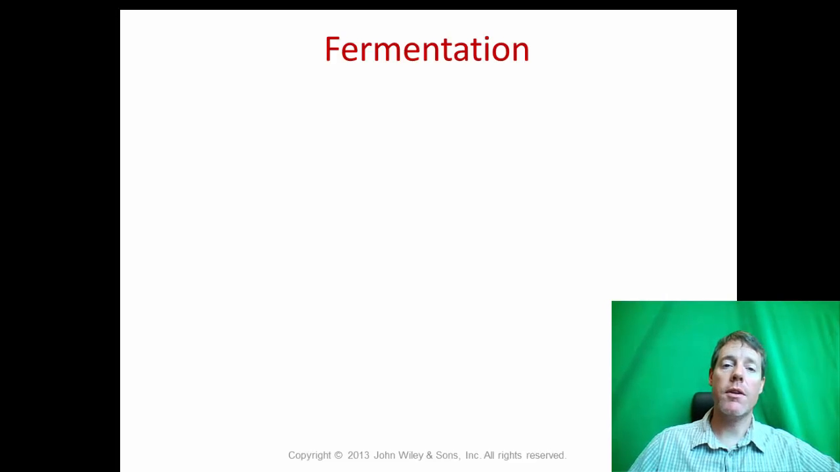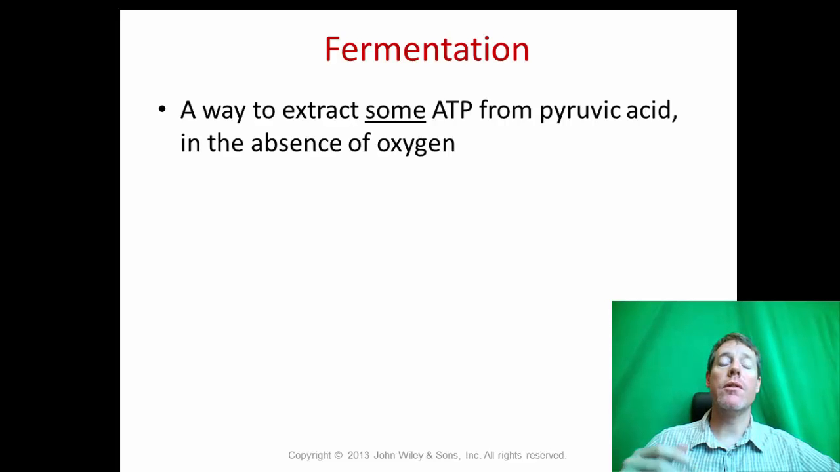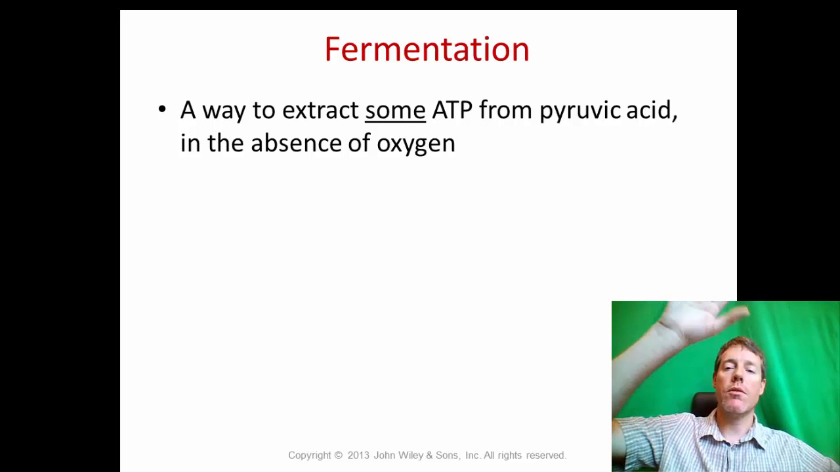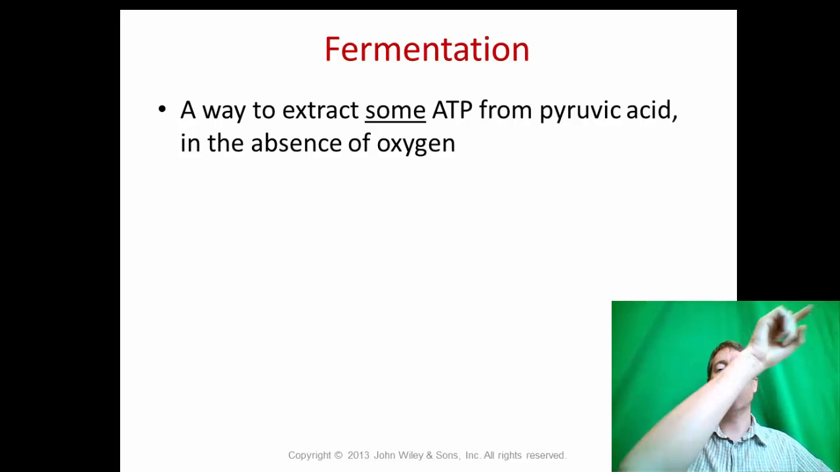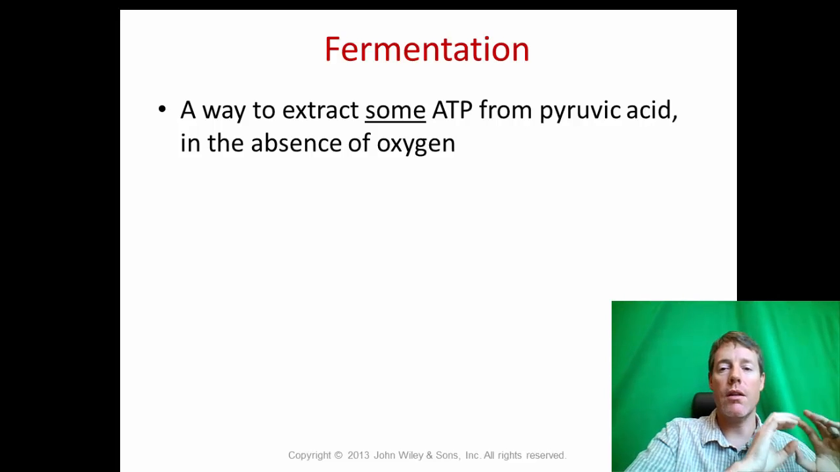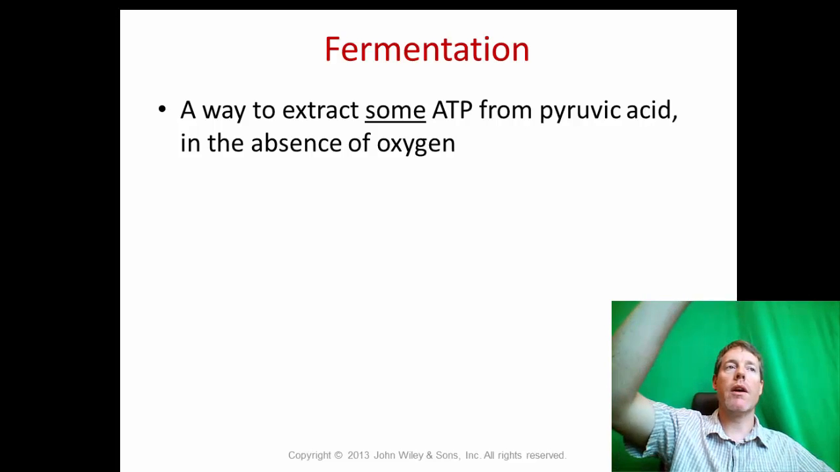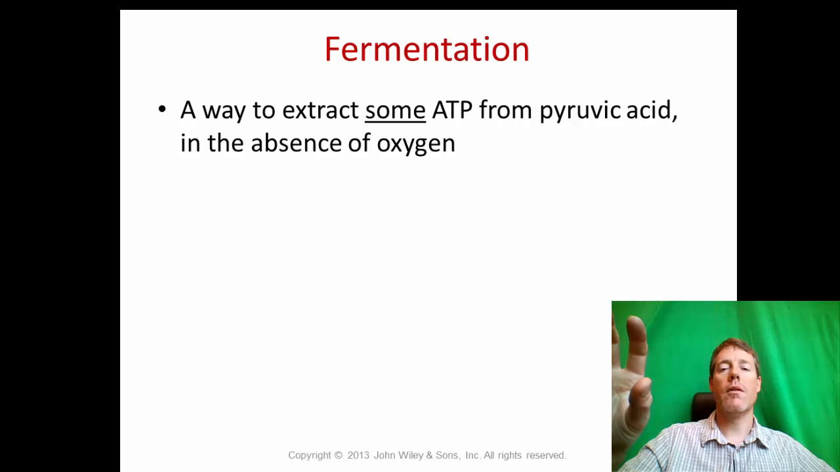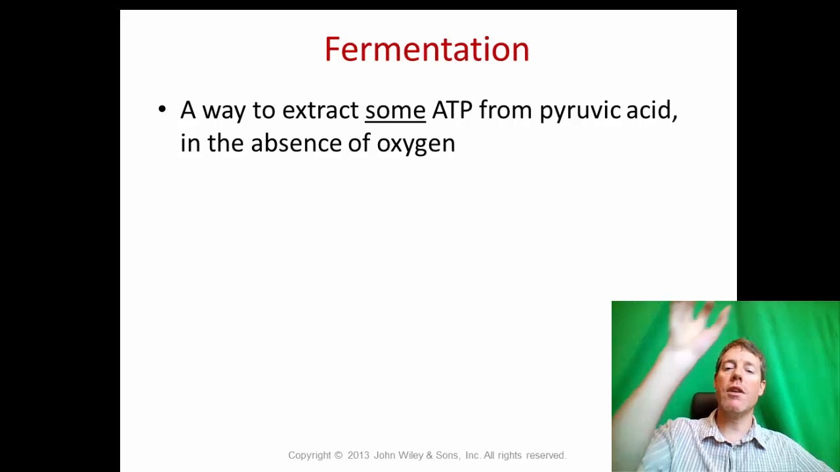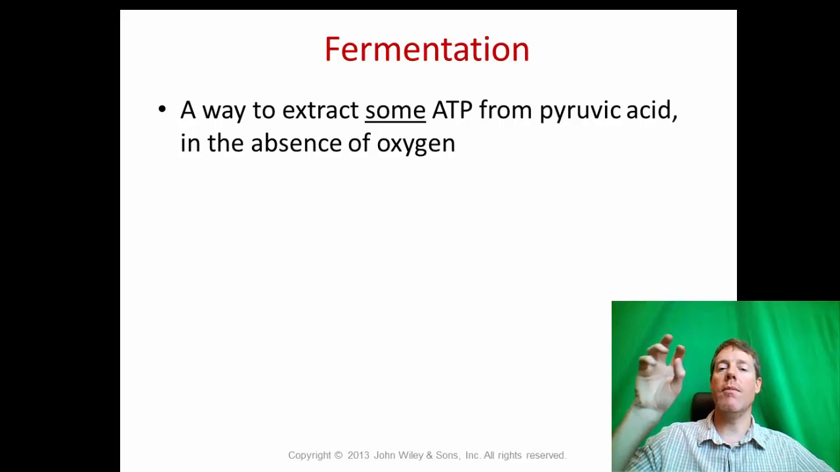One alternative to that is fermentation. Fermentation is a way to get some ATP from pyruvic acid without oxygen. Pyruvic acid, remember, is the product of glycolysis, that first step. So with respiration, you start with glycolysis, and then you have the Krebs cycle and the electron transport chain generating a lot of ATP. With fermentation, we're going to start with glycolysis, from which we get pyruvic acid, but then we're going to extract only just a little bit more ATP by converting pyruvic acid into a byproduct.